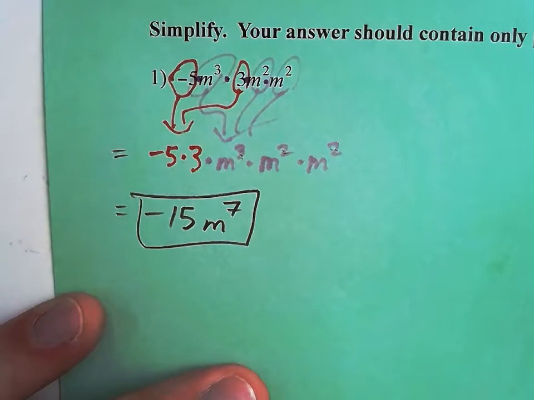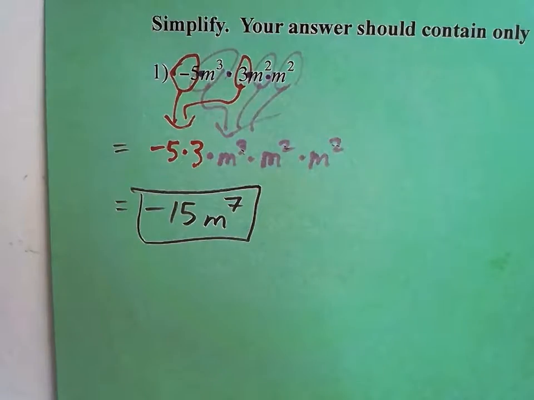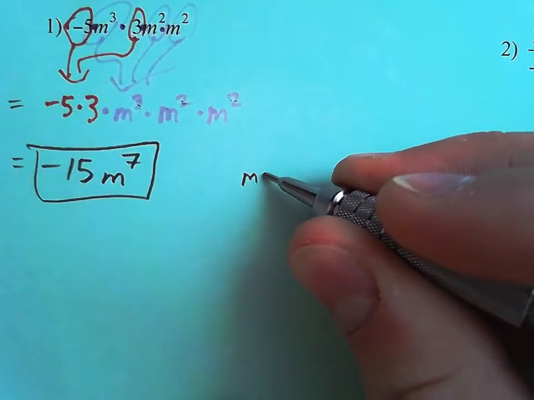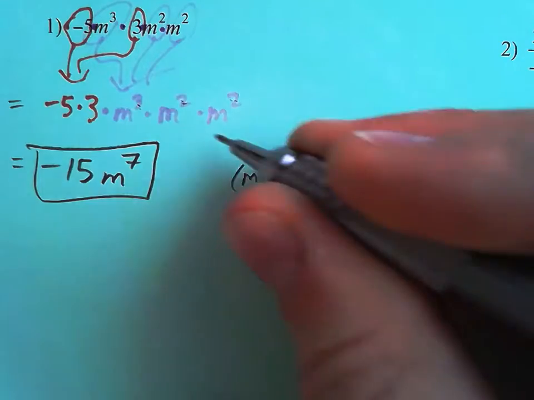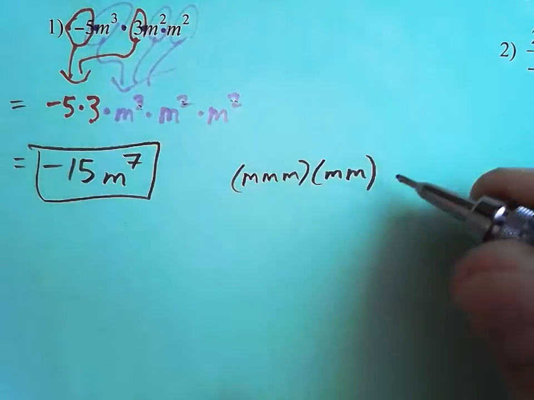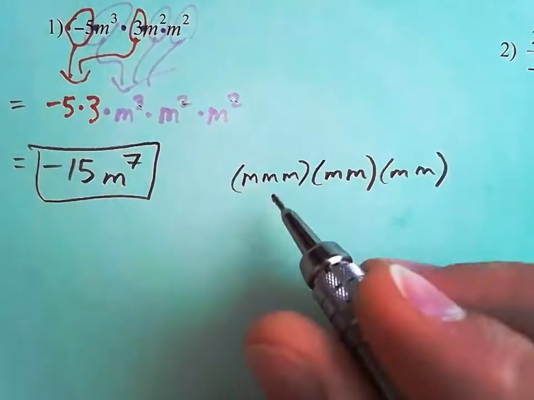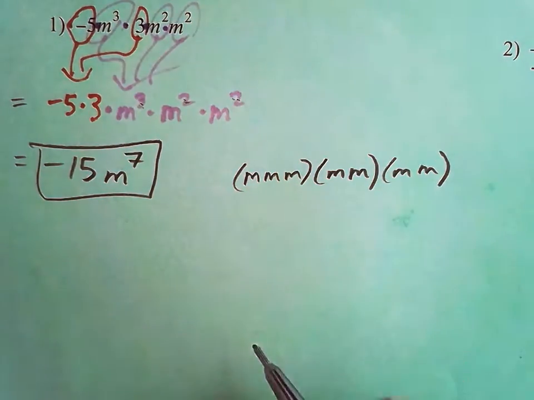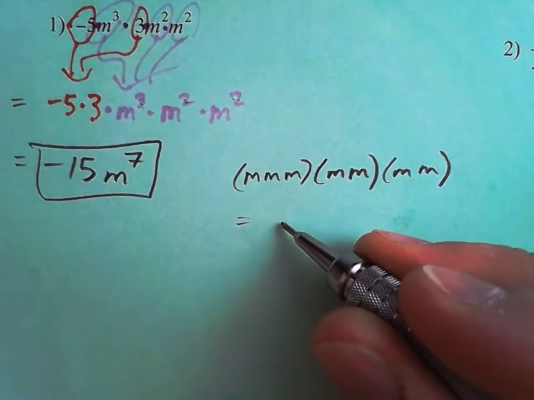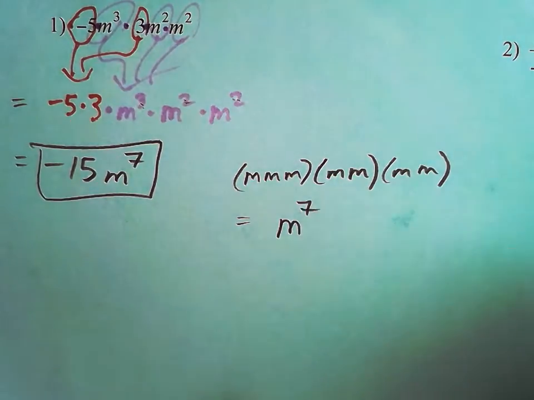And just a super quick review on the product property in case you forgot. M cubed is m times m times m. M squared is m times m. M squared is m times m. It's all multiplied together, so a total of 7 m's multiplied together, which would be m to the 7th.